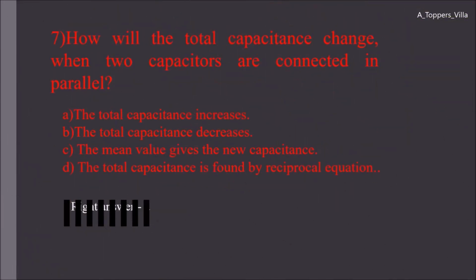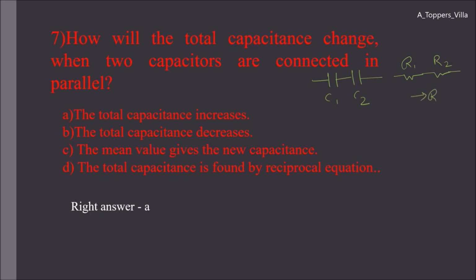How will the total capacitance change when two capacitors are connected in parallel? Suppose these are capacitors connected in series, C1, C2, and these are resistances connected in series, R1, R2. In the series connection, R equivalent will be R1 plus R2. Here C equivalent will be C1 into C2 by C1 plus C2.